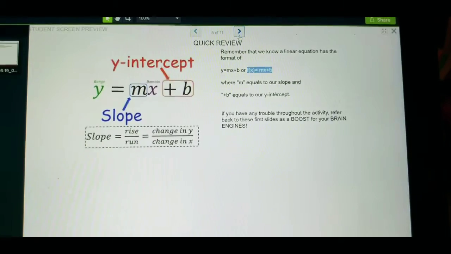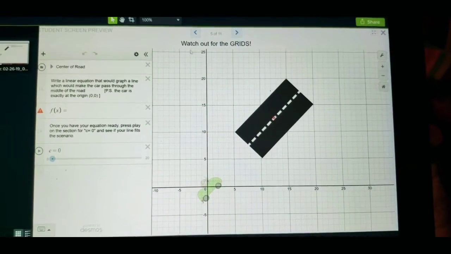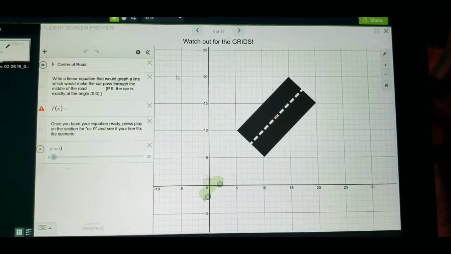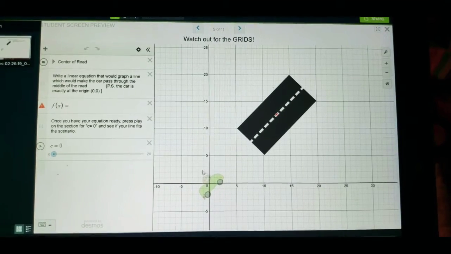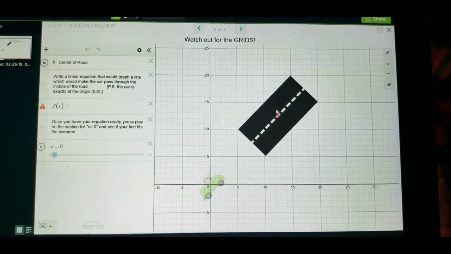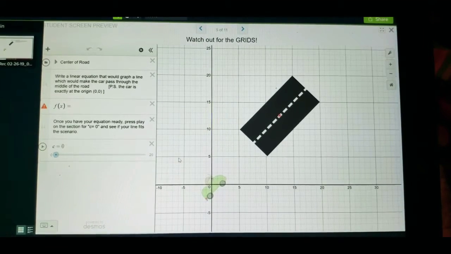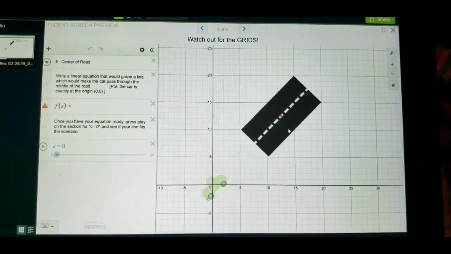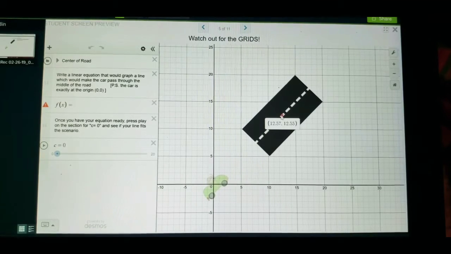So then in the fifth slide, this is the first one that actually has an interactive activity. In this case, they must create a linear equation that would make the car found at the origin pass through the middle of the road. So the students are given instructions on what to do in order to make the activity clear. In this specific slide, the center of the road is given to make it easier for them to figure out the linear equation that best fits the scenario.